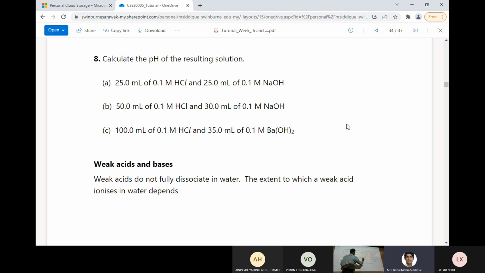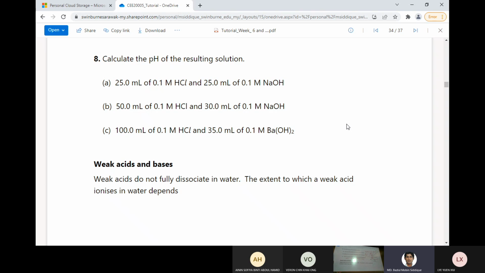BaCl2 plus water. So you see that one barium, it will be 2 as well. So this is a 1:2 reaction. Similar ways, but only here the stoichiometric ratio is different. So 100 milliliter, 0.1 molar HCl is how many moles?